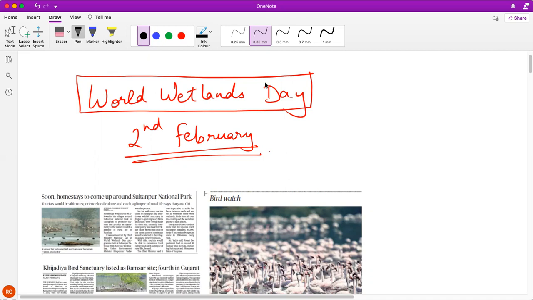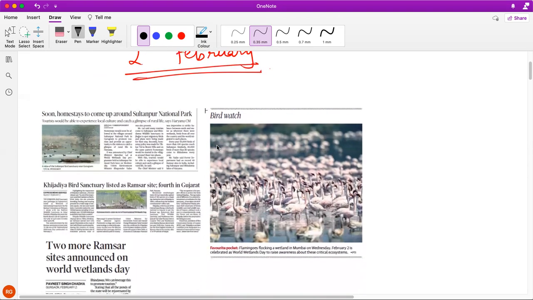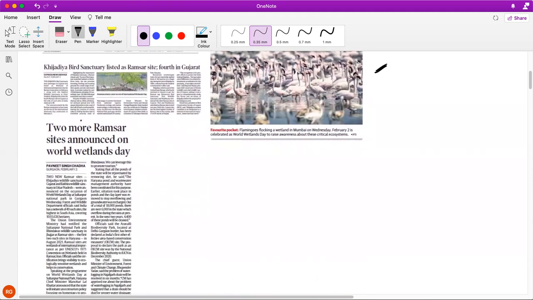Recently in the newspaper, you must have seen many articles regarding wetlands. Okay, I have posted a few of them. See this one. This article basically talks about the potential of tourism. The Haryana government is trying to explore the potential of tourism in the wetland area. Similarly, wetlands perform the role of providing shelters to flamingos in Mumbai. Then recently on World Wetlands Day, two Ramsar sites were identified as wetlands.